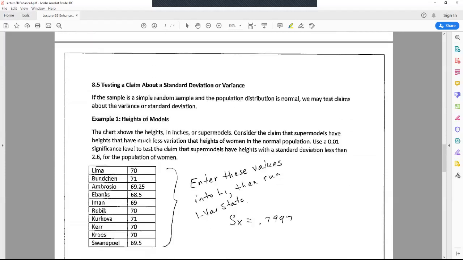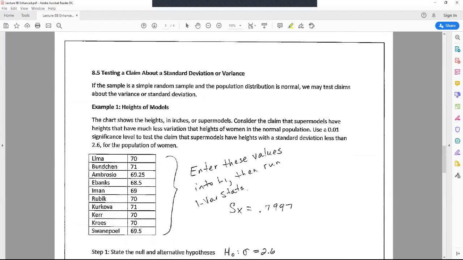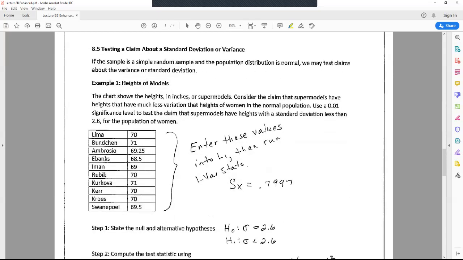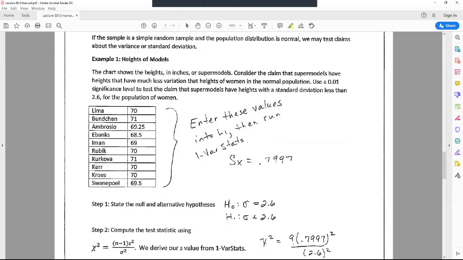So that takes care of section 8.4. 8.5 is testing a claim about a standard deviation or a variance. Let's look at example 1. We have heights of models. The chart shows the heights in inches of supermodels. If you look at the chart, these are the heights in inches. And they're testing the claim that supermodels have heights with a standard deviation less than 2.6.